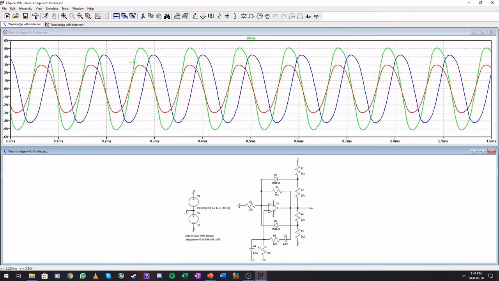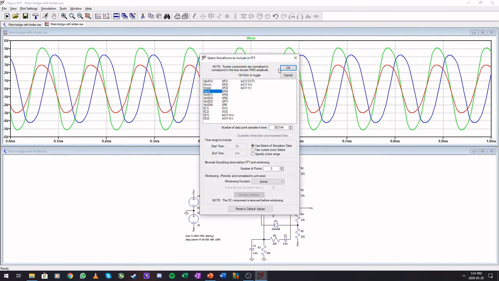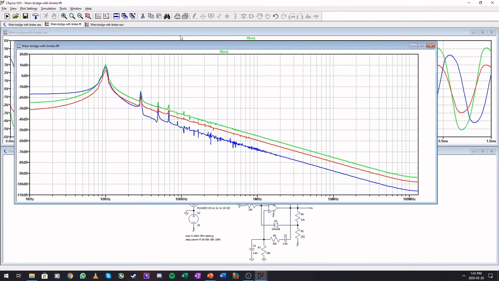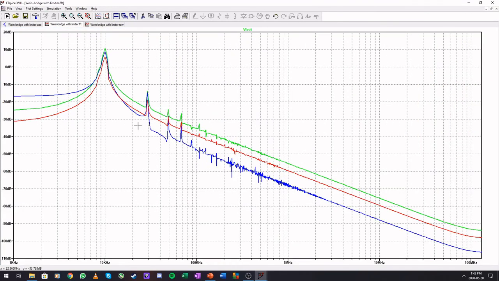Looking at these circuits, signals, you will see that they are a bit distorted due to the diode that we are using, but they are not clipping anymore, so they will be a little bit more pure. And where is our FFT? You can see the different signals and how the noise will be added here. Okay, so that is Wien-bridge with limiting.